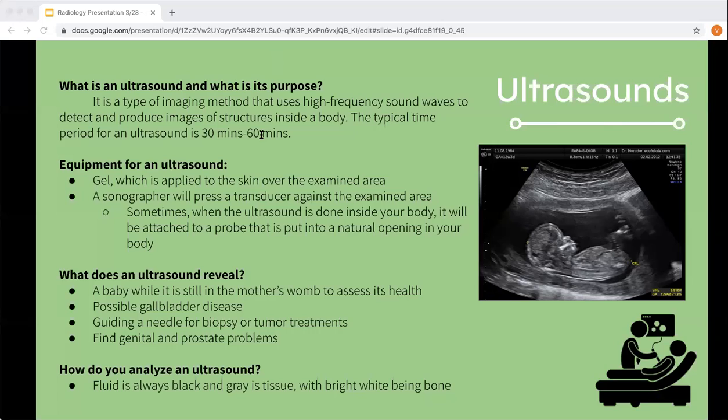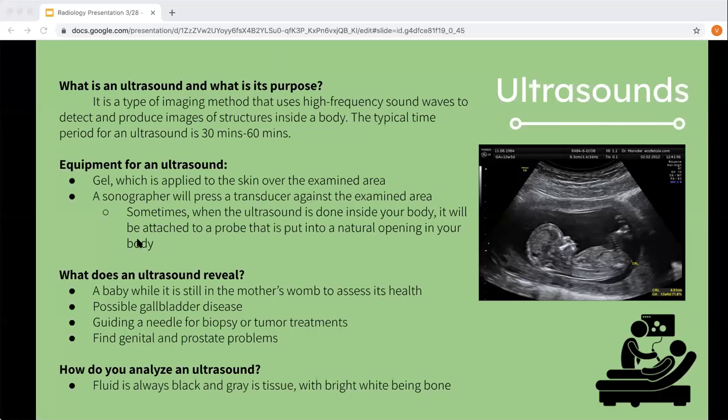An ultrasound can reveal many things, such as a baby while it is still in its mother's womb, to assess its growth and health, detect possible gallbladder disease, genital and prostate problems, guiding a needle for biopsy or tumor treatments, and much more, such as evaluate blood flow and metabolic bone disease.